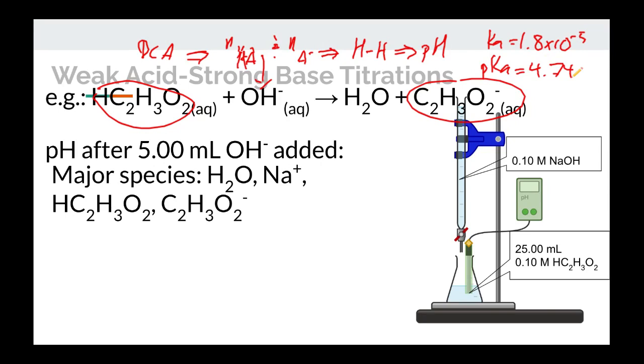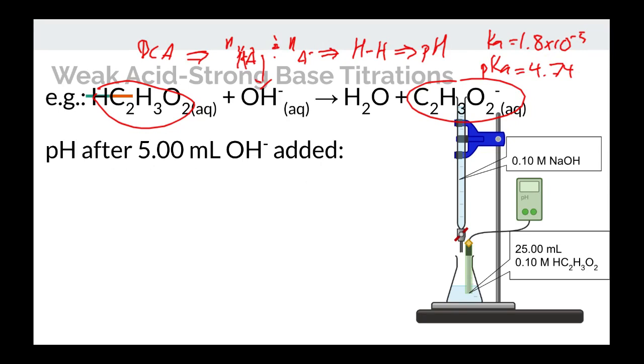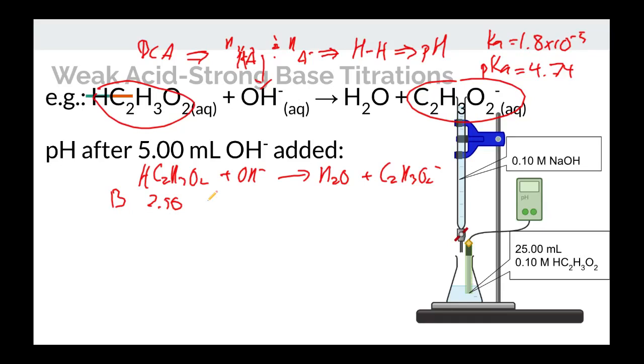So we'll keep that in mind as we do this calculation. All right, so the reaction is HC2H3O2 with OH⁻ making H2O and C2H3O2⁻. Before, we have 25 milliliters of acetic acid at 0.1 mole per liter, so that is 2.50 millimoles of acetic acid. We have just added 5 milliliters of OH⁻ at 0.1 moles per liter. That's 0.500 millimoles. Don't care about water.